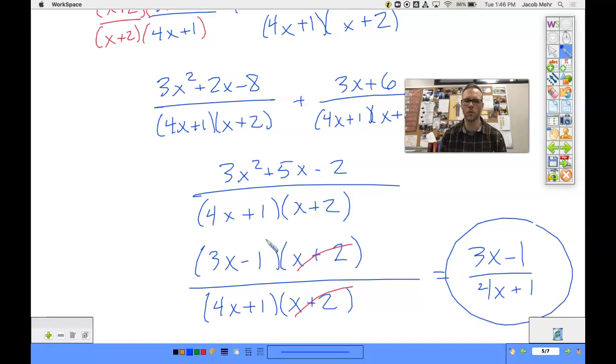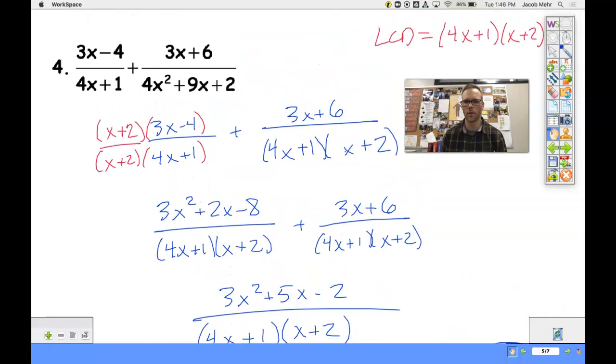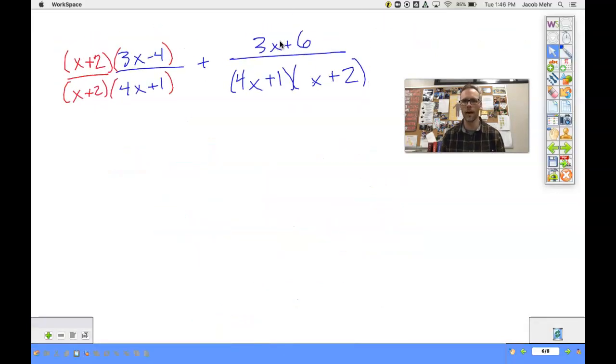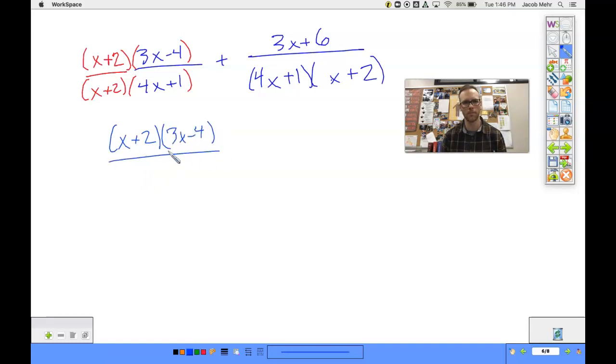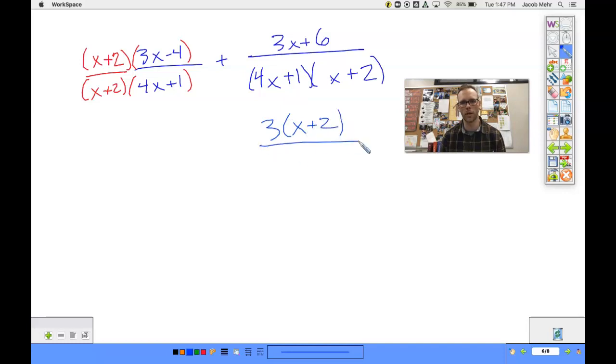So why did that end up happening where we could factor it and something would cancel out? Well, I want you to look back to this step right here when we were factoring. What do we have up here? We have a 3x plus 6. Can we factor that? Yeah, we can. That would factor to be 3 times x plus 2, wouldn't it?